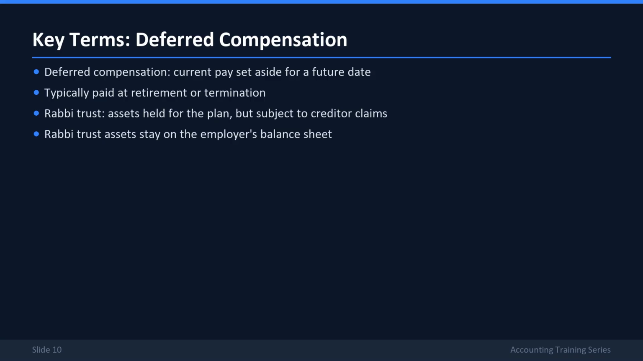Deferred compensation refers to arrangements where an employee agrees to defer receiving part of their current compensation until a future date, most commonly retirement. The employer recognizes the obligation over the period the employee renders service. A rabbi trust is a common funding vehicle. The employer sets aside assets to meet the future obligation, but those assets remain subject to claims by the employer's creditors. Because of this creditor risk, rabbi trust assets are not removed from the employer's balance sheet.